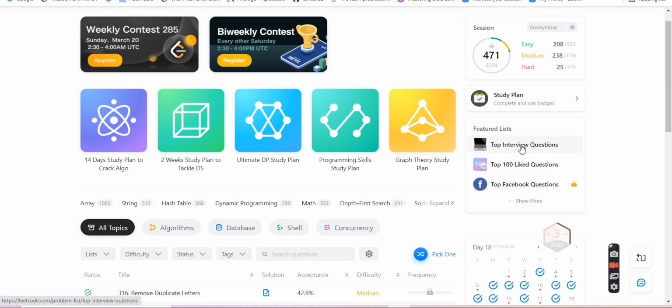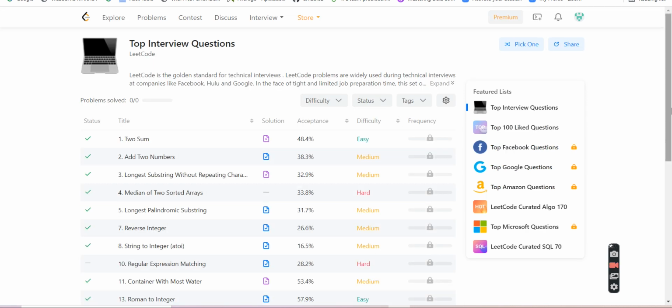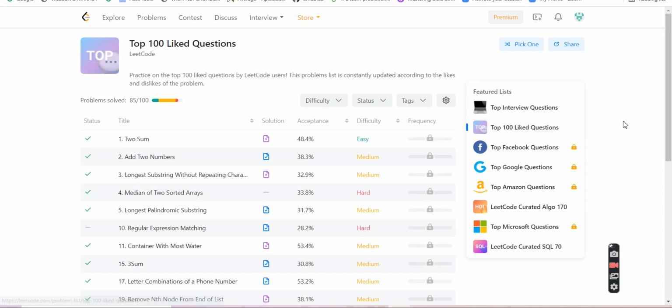Other than that, I want to share one thing. It has the top interview questions list. This list is very good. It has some 145 questions, and every question is very important. Try solving at least 100 questions among them. Similarly, there is the top 100 liked questions list. They are almost common questions. Try to solve them, because these are very important questions.